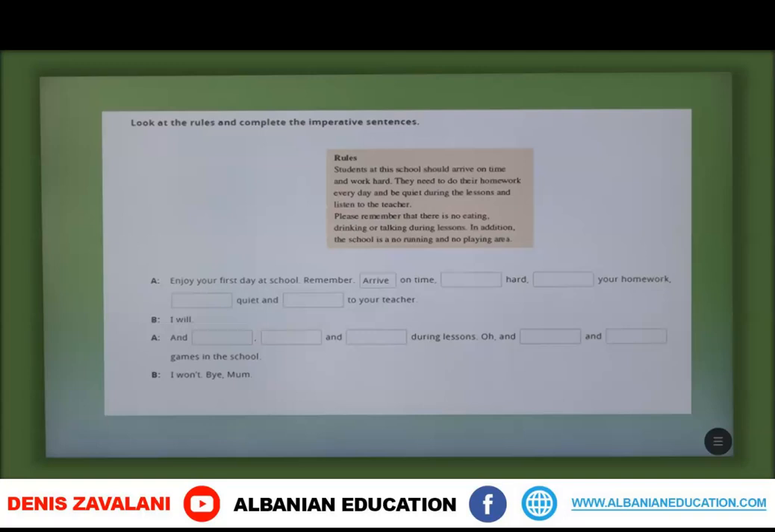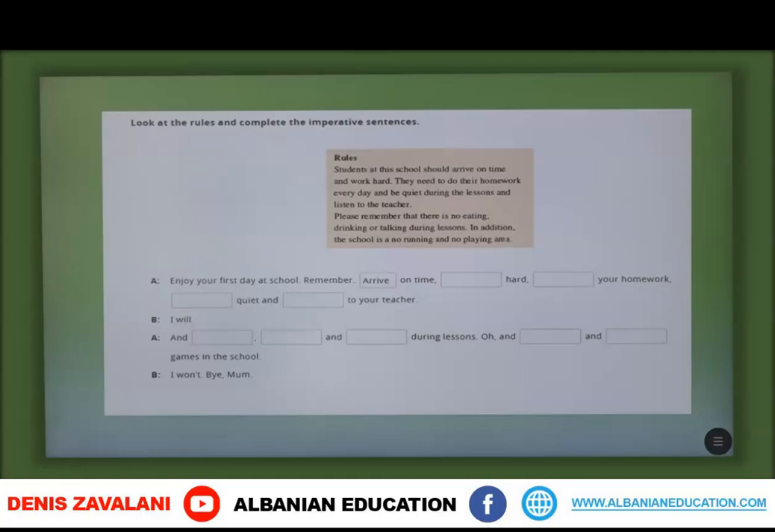Rules. Students at this school should arrive on time and work hard. They need to do their homework every day and be quiet during the lessons and listen to the teacher. Please remember that there is no eating, drinking or talking during lessons. In addition, the school is a no running and no playing area. Let's complete the gaps now.